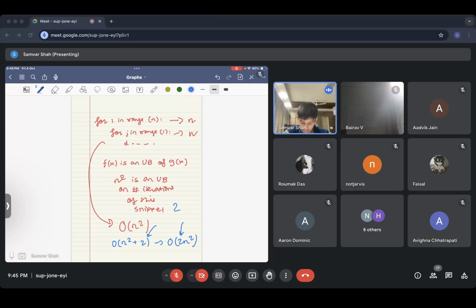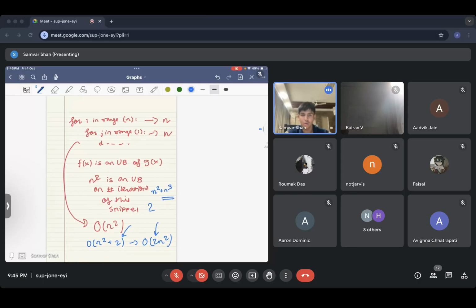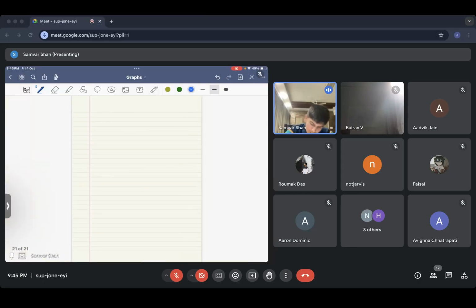If you had, for example, n squared plus n cubed, then obviously you cannot drop the n cubed value. In this case, you drop n squared. So this is all just an explanation of how asymptotic notation works on a whole. And with this, you can find the runtime of algorithms.